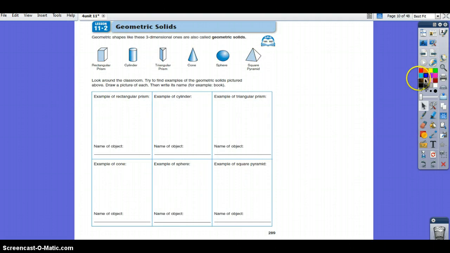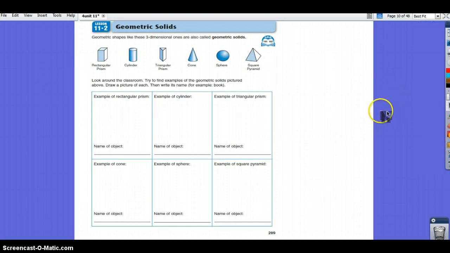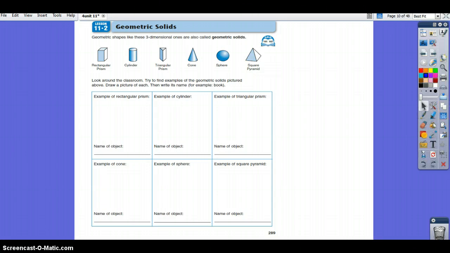So, go to your student math journal and turn to page 289. It says, look around the classroom and find examples of these geometric solids pictured above, and draw a picture of each, and then write its name. For example, a rectangular prism, draw a tissue box. Name the object, write tissue box. An example of a cylinder. There are different things in a room that are cylinders, or you may have one in your desk. Look and see what you can find to draw, and then make sure to write in the name of the object.